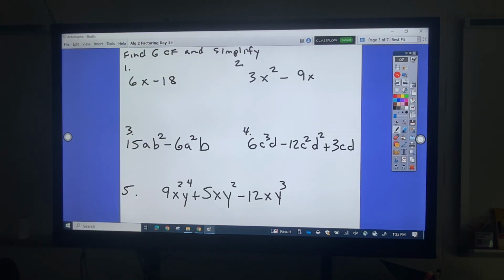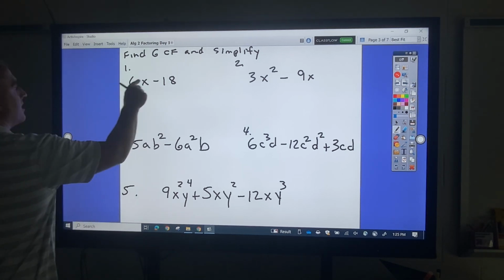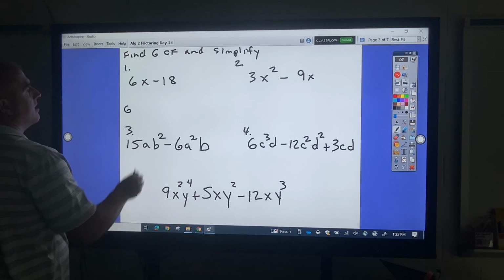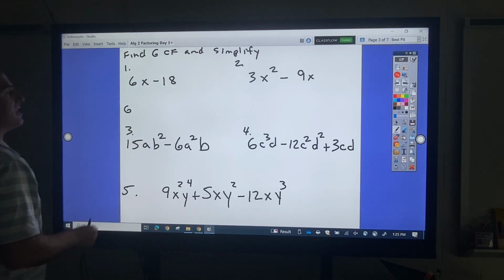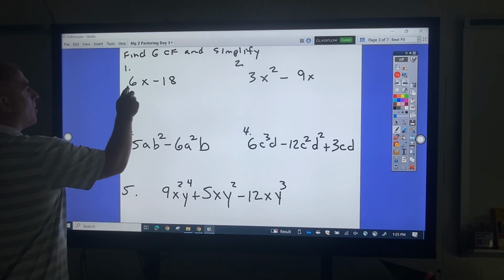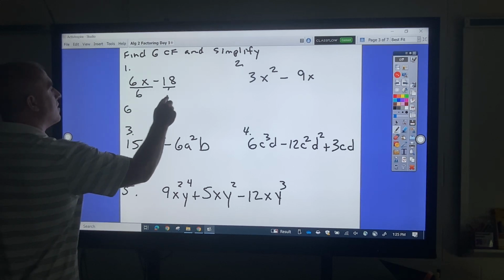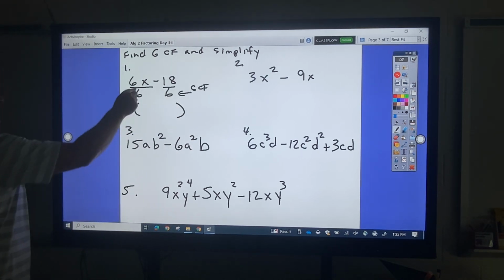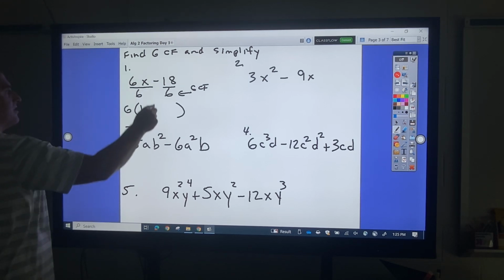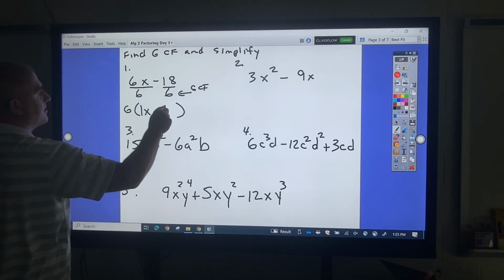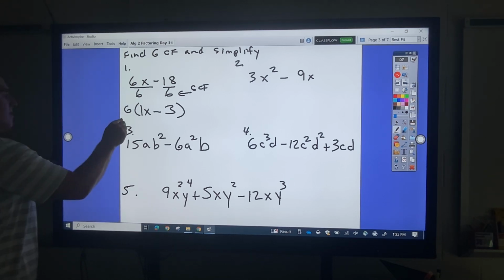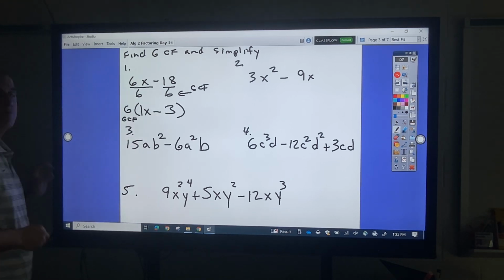Now we're going to take out the GCF and simplify. Okay? So 6 goes into 18, so that would be the number GCF. Okay? Now, this has a letter, this doesn't have a letter, so there's no letter. Now, what I do is I divide both terms by the GCF. Okay? Well, 6 divided by 6 would be 1. That would just be x, minus 18 divided by 6 would be 3. So this is what it would look like simplified. That's the GCF right here. Okay, and that's what's remaining.